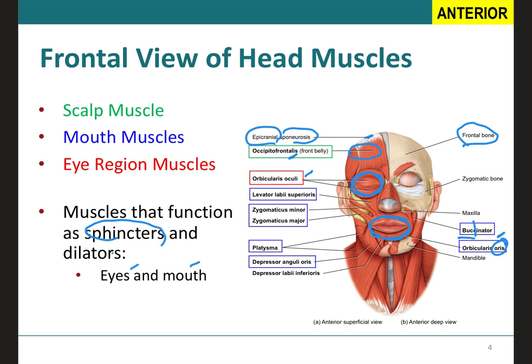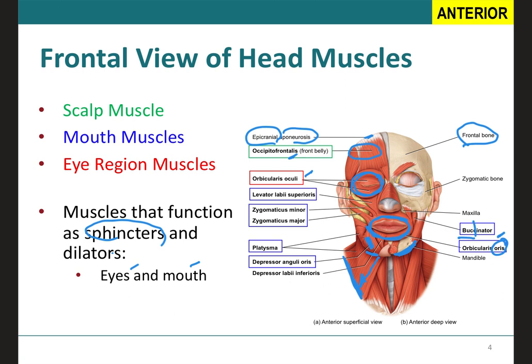The platysma will originate on the chest, part of it on the pectoralis major, which we will see later on, and it will insert on the mandible. Therefore, when you contract this muscle, it brings your jaw down, depressing the mandible. The depressor anguli oris will originate on the mandible and insert on the mouth at an angle, as you can see over here.